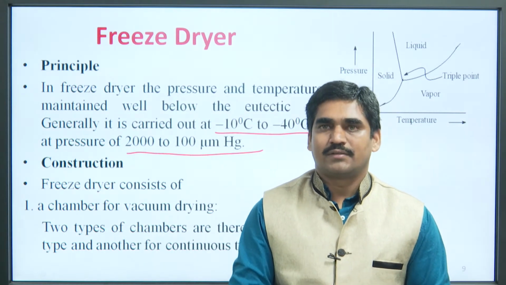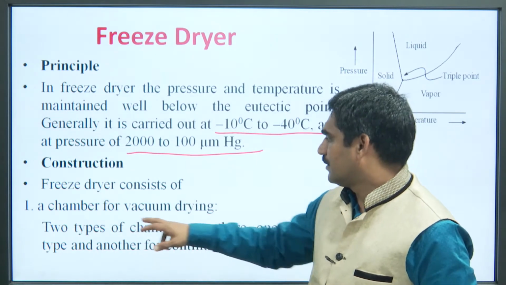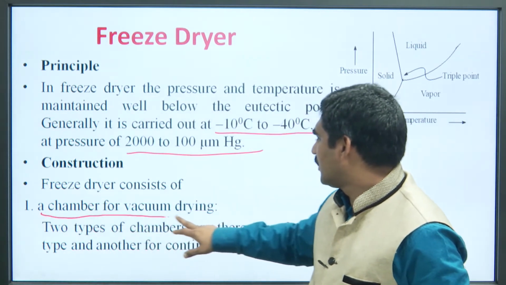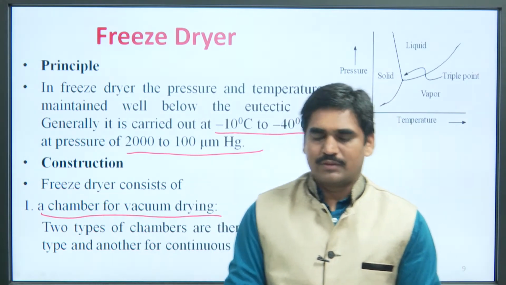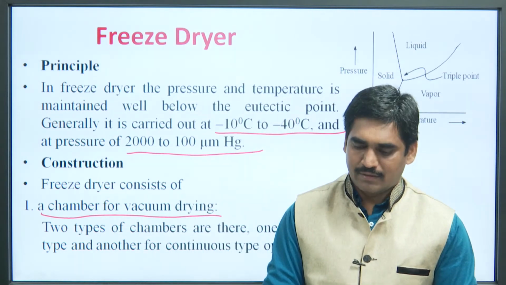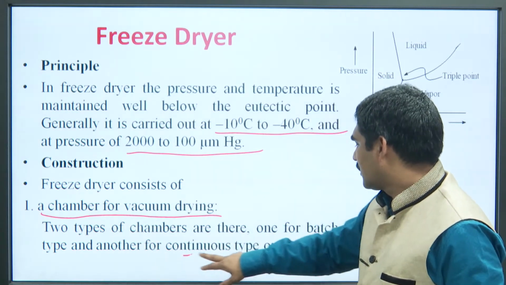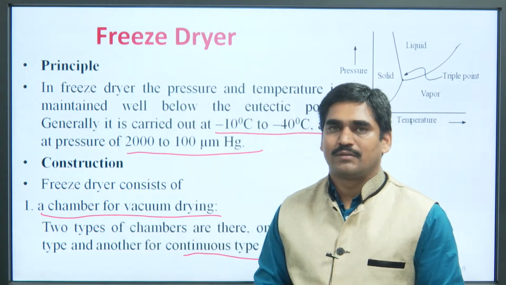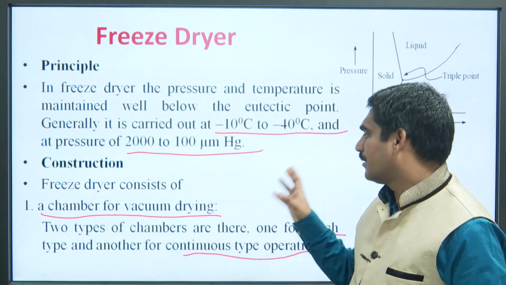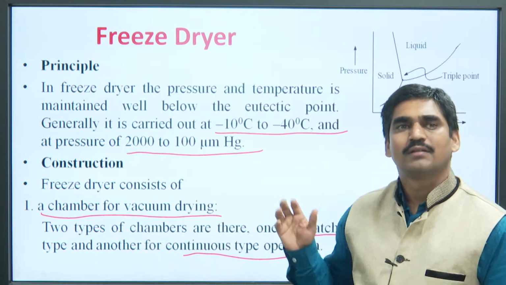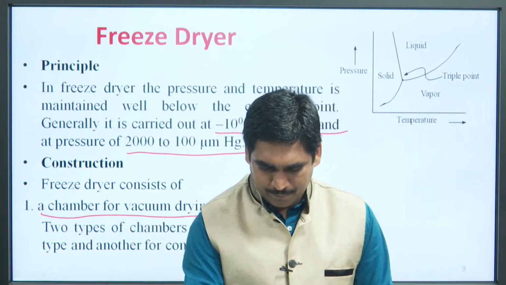Now, construction of the freeze dryer. As you see, it consists of, number 1, a chamber for vacuum drying. There are 2 types of chambers, one for batch type process and another for continuous type operation. So this dryer can be used for a batch drying process, or it can also be used for a continuous drying process.